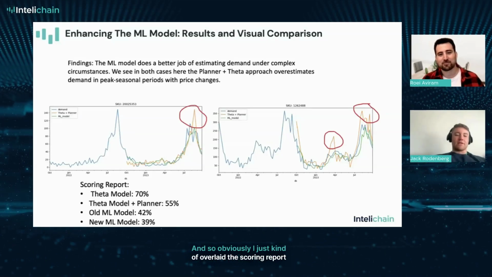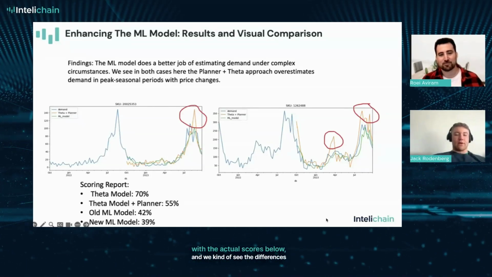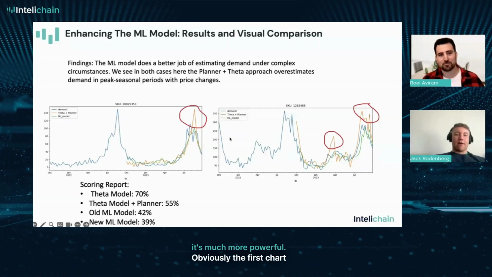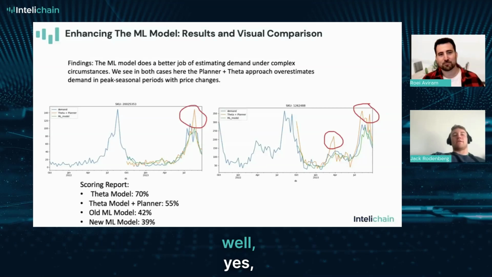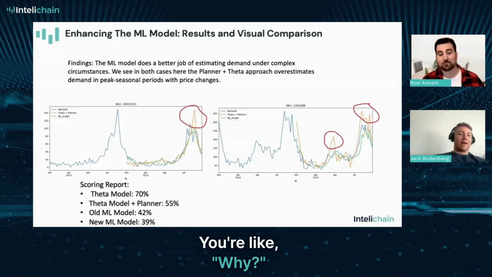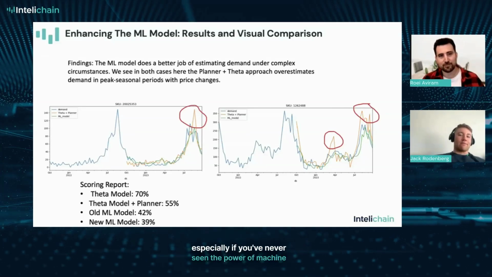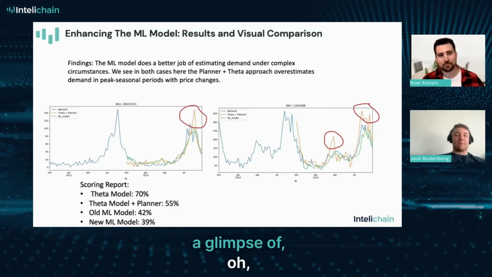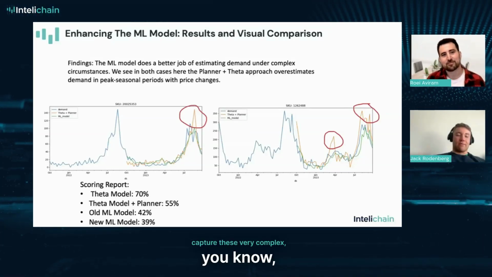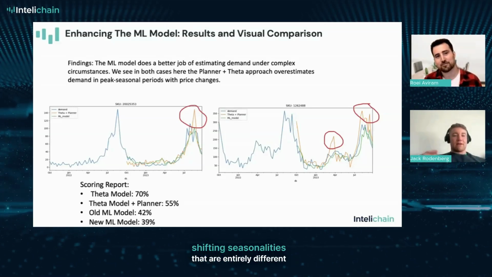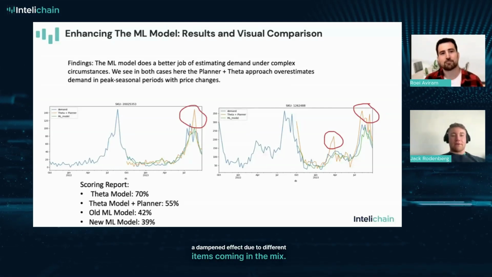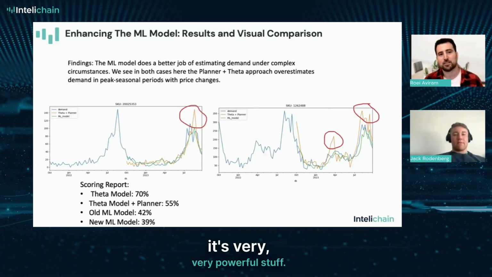Yep. And so obviously I overlaid the scoring report with the actual scores below, and we see the differences here. It's much more powerful. Obviously, with the first chart, you're like, okay, yes, machine learning is better, but that leads you to ask a bunch more questions, right? You're like, why? Especially if you've never seen the power of machine learning in supply chains. So now we can get a glimpse of the big difference in the way that it can, like you said, capture these very complex, shifting seasonalities that are entirely different than last year, or that might have a dampened effect due to different items coming into the mix. And so yeah, it's very powerful stuff.